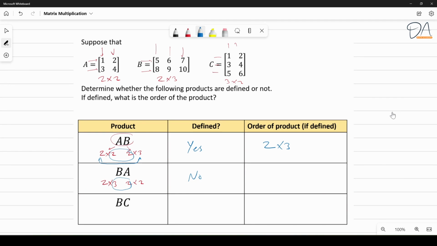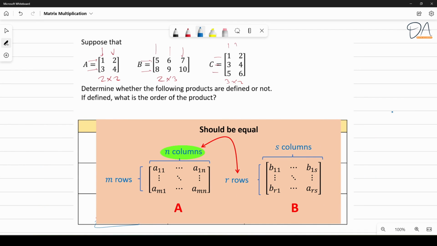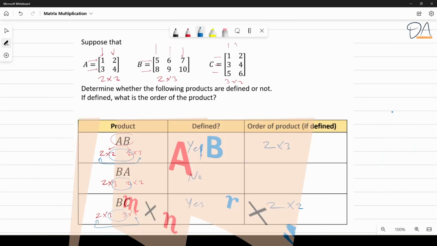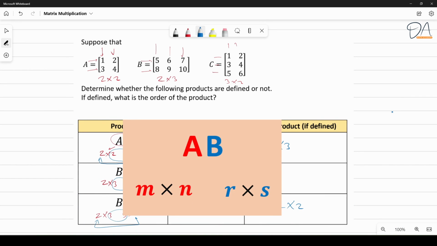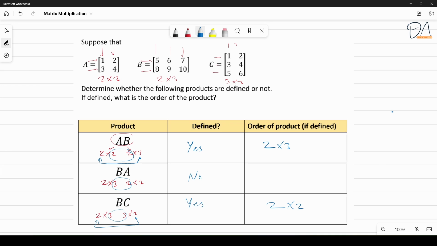Okay, if we look at the last case, we have B, whose order is 2 by 3, and C, which is 3 by 2. Again, here the inner numbers are equal, so the product is defined, and for the order of the result you can look at the outer numbers, so this will be 2 by 2. So this is the condition that you need. You need to make sure that the number of columns of the matrix on the left is equal to the number of rows of the matrix on the right. Or if you are writing the orders of the two matrices next to each other, you need to make sure that the inner numbers are the same.